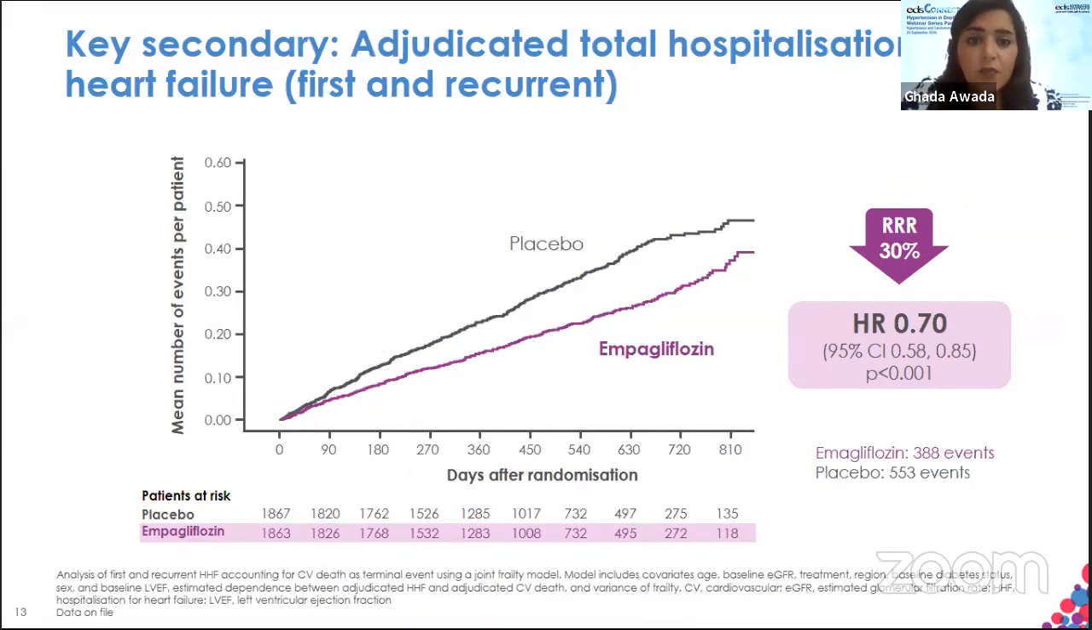The key secondary endpoint, which is the adjudicated total hospitalizations for heart failure, whether first or recurrent, also showed a 30% relative risk reduction for empagliflozin versus the placebo on top of standard of care, with a significant p-value of 0.001 also.